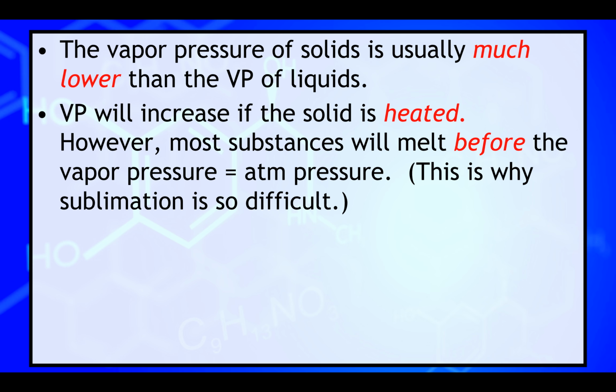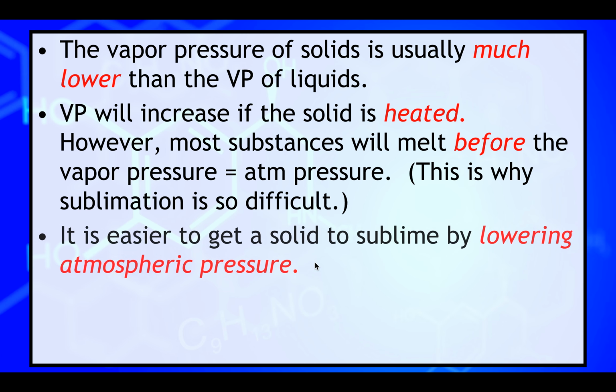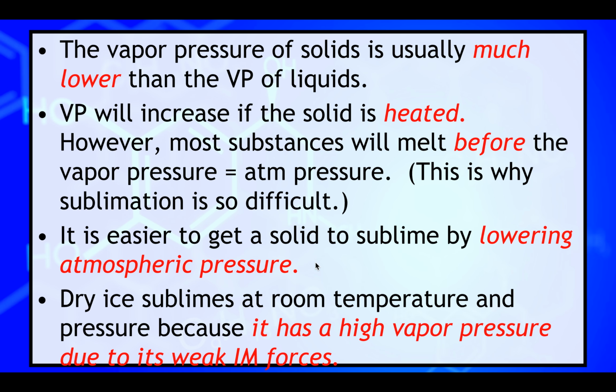Vapor pressure will increase if we heat the solid, though. Most substances will melt before the vapor pressure will equal the atmospheric pressure, which is why we don't see sublimation very often. It's easier to get a solid to sublime by lowering the atmospheric pressure. Dry ice will sublime at room temperature and pressure because it has a high vapor pressure due to very weak intermolecular forces. And dry ice is basically solid carbon dioxide.